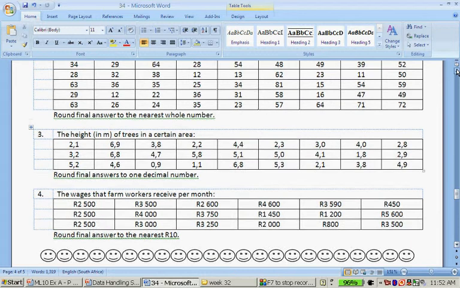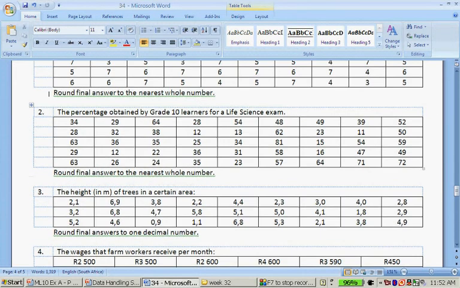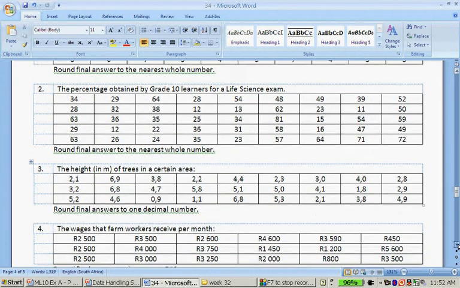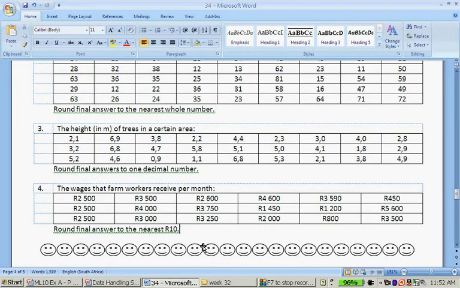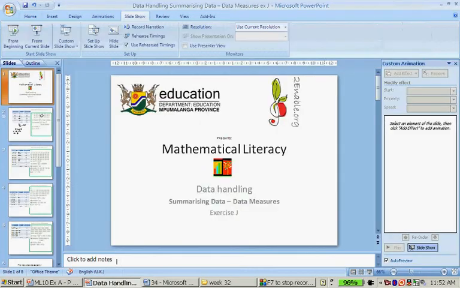Right, so now here you have to round the numbers differently. Question one, round to the nearest whole number. Question two, round to the nearest whole number. Question three, round to one decimal. And lastly, round to the nearest 10 rand. Now let's quickly look at those answers.